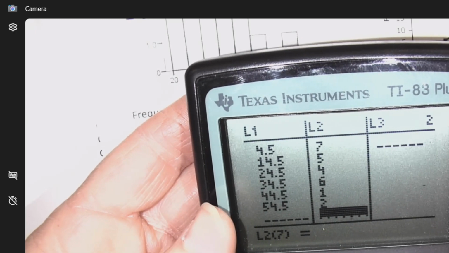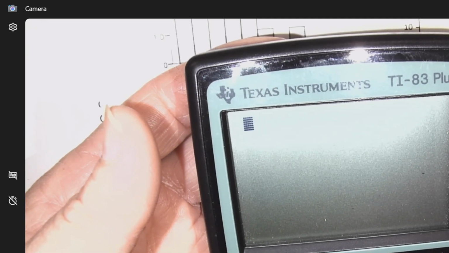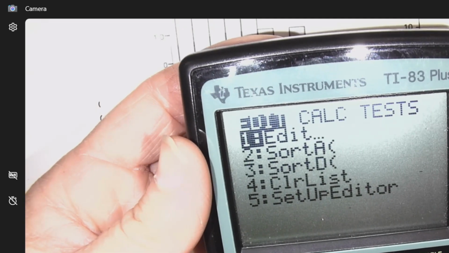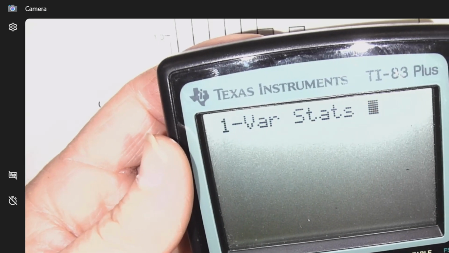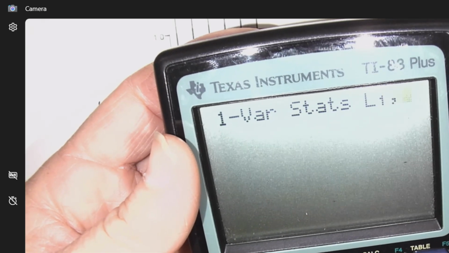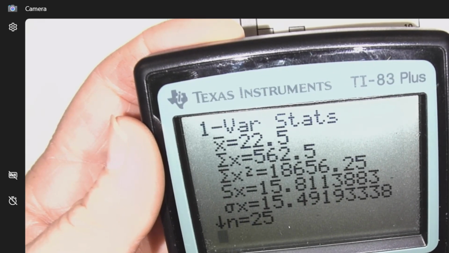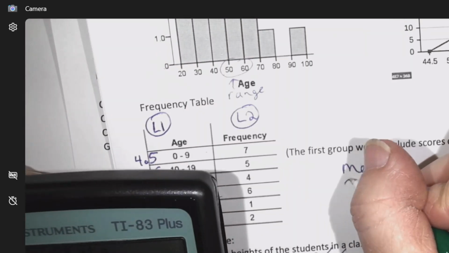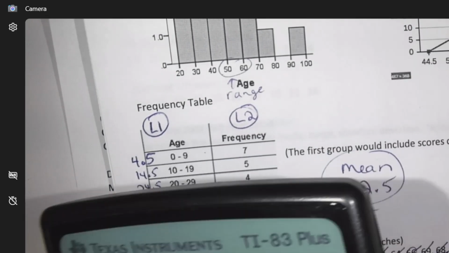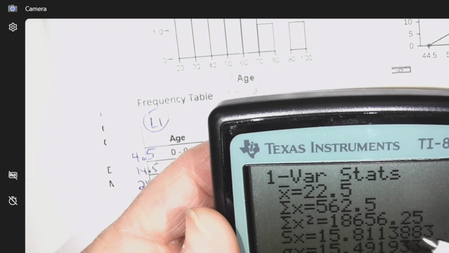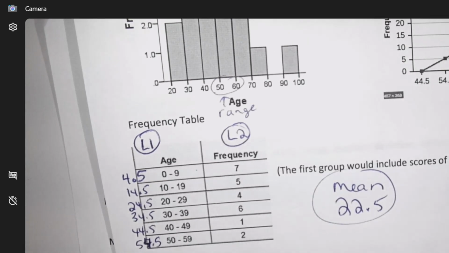L1, L2. Okay, quit. I want this, the mean. You ready? Stat, calculate, one variable statistics, and you need to do what? L1, comma, L2. See if you can get to that. Everybody match me. 22.5 is the average. Did it work for your calculator?